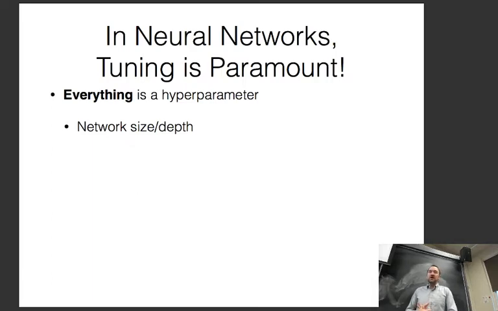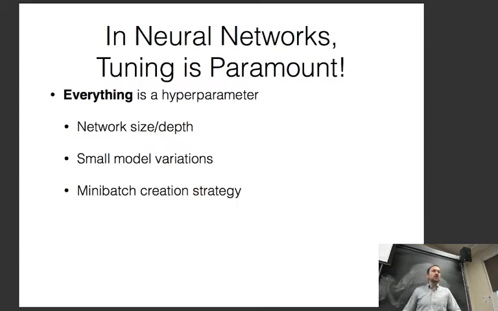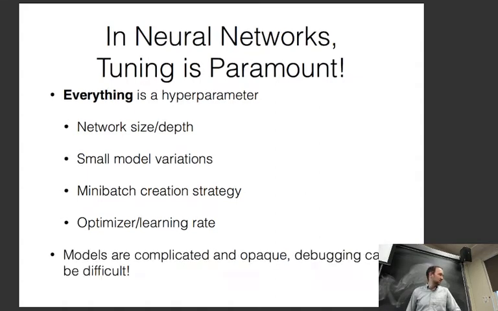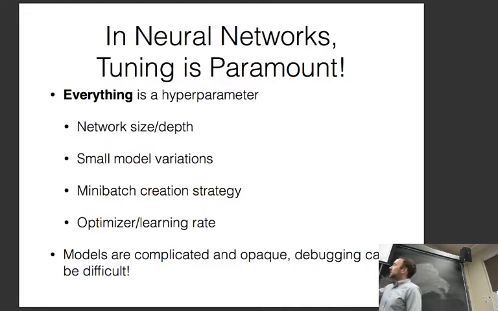So some of the things that are worth tuning are network size and depth. Small variations in the model: do you use a TANH or do you use a ReLU or do you use something else? How you create your mini batches. What's the size of your mini batches? What order do you create them in? What is your optimizer? What is your learning rate? Et cetera, et cetera. And models are complicated. They're often somewhat opaque, and debugging can be difficult. So the idea is how do we do this in a more effective way?